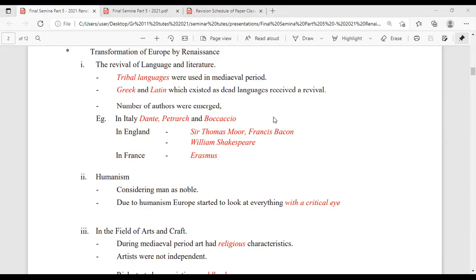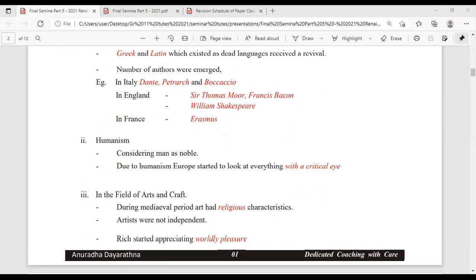Okay, I think finished. So when I am scrolling up, artists were not independent. The rich started appreciating worldly pleasure. Worldly pleasure means they started appreciating not only the religious themes, even the other themes. Okay, first page in the short note finished, and one page in the questions also finished now.